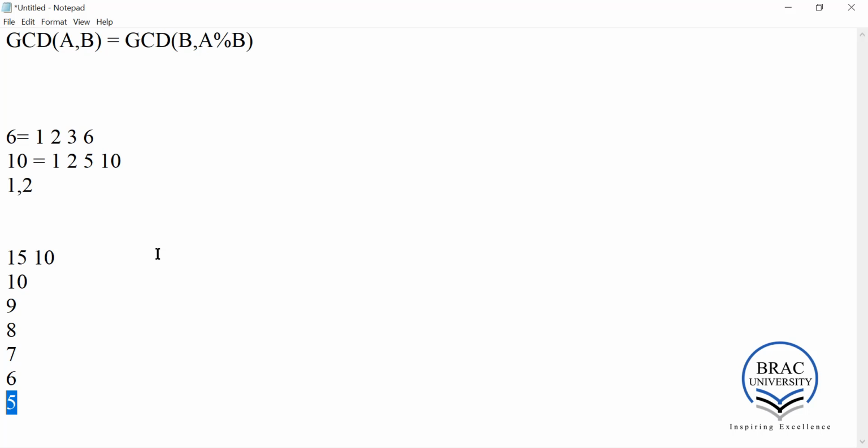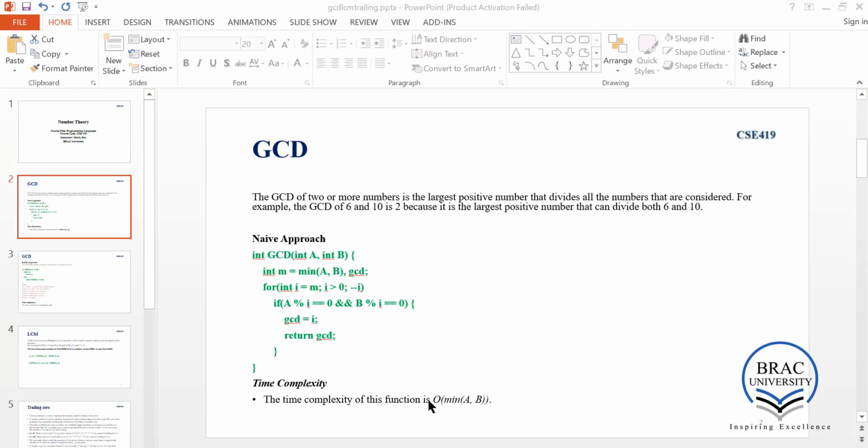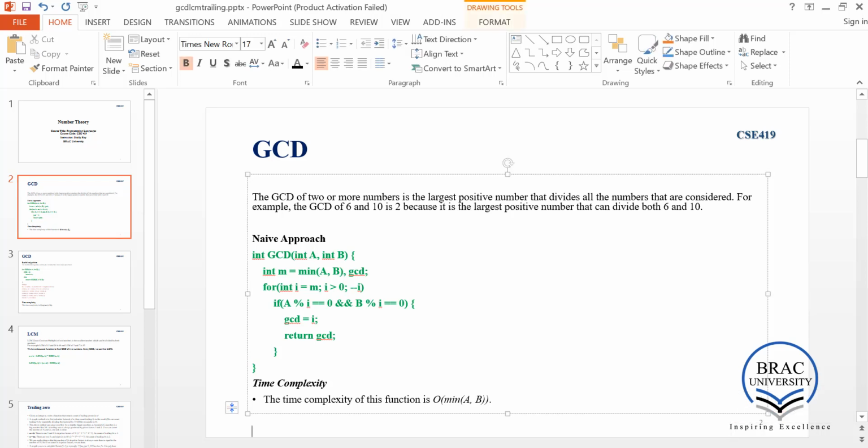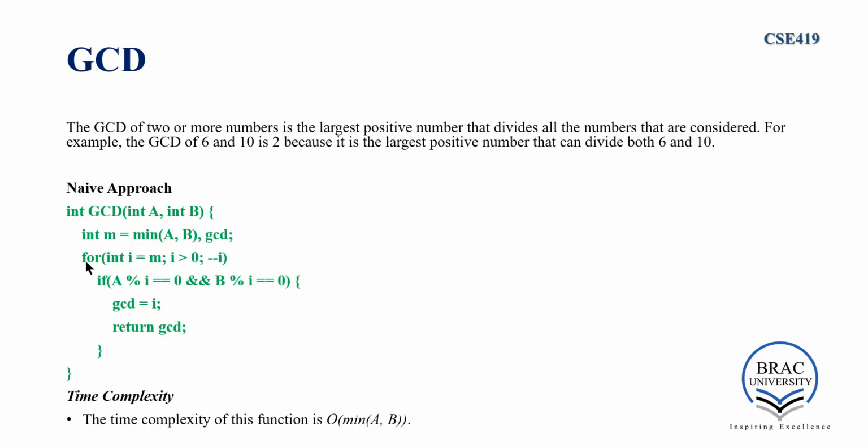So to do that, I have shown you a code, just like here. You will start from the minimum number of A and B, and you will decrement until you get a common divisor. Obviously, you will find a common divisor, which will be 1 if you can't find any other number. So the loop will run till greater than 0, that means till 1.